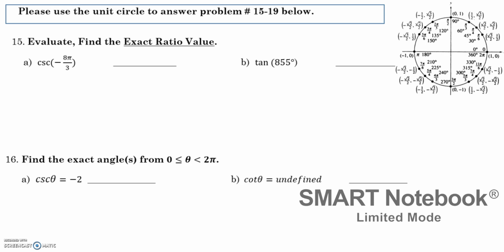Number 15, use the unit circle to answer these problems. You want to find the exact ratio value. That really means that you're plugging in an angle and you're getting out a coordinate value.